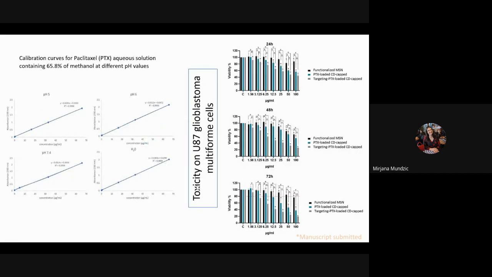Here are the calibration curves. This should be supplemental information, but these are the calibration curves for paclitaxel, for that anti-cancer drug that we actually loaded. So we have it at pH 5, 6, 7, and also in water.